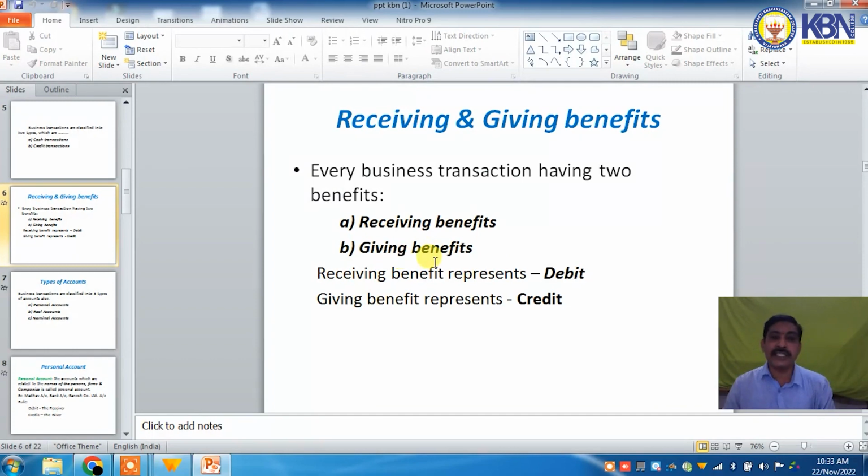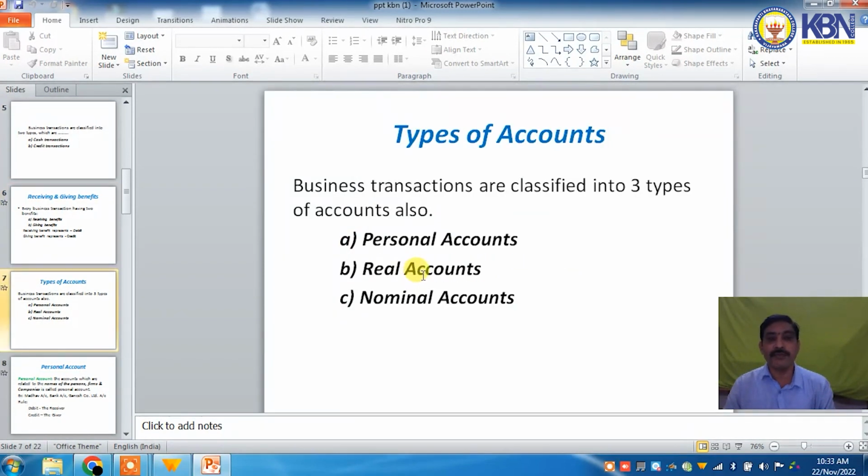Business transactions are also classified into three types of accounts, that is personal accounts, real accounts and nominal accounts. First one, what about personal account? The accounts which are related to the names of persons, firms and companies are called personal accounts.